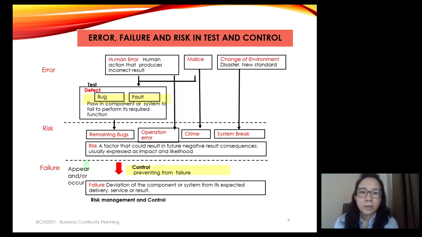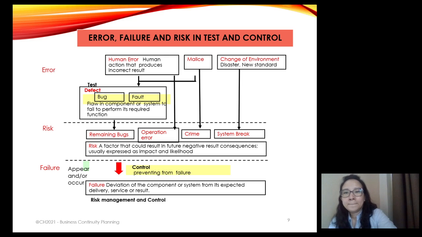Okay, so this is about the error, failure, and risk. So how to define the risk is actually we need to define from the error first. So it will start with the error. Usually the risk will happen because there is error that can be from the human error, from the malice, and also can be the change of environment.